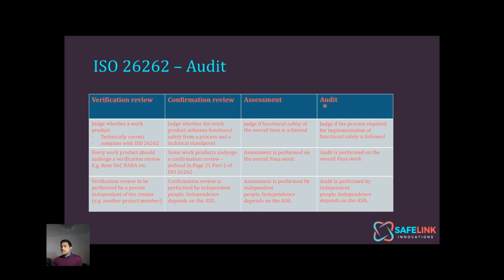In short, this is the difference: verification, confirmation, review, assessment, and audit.